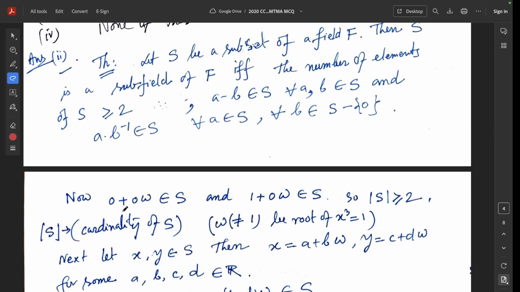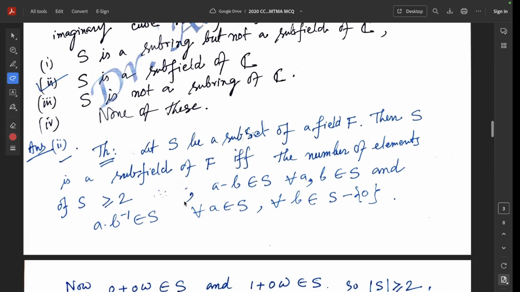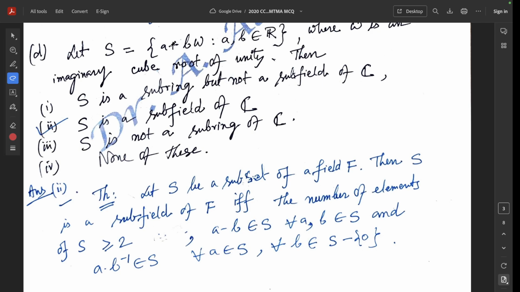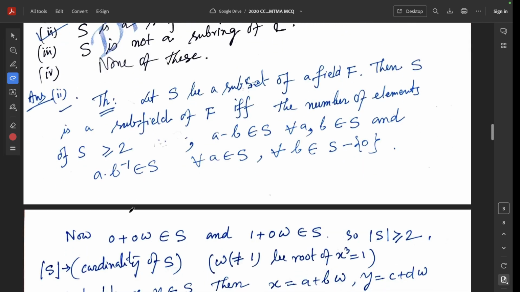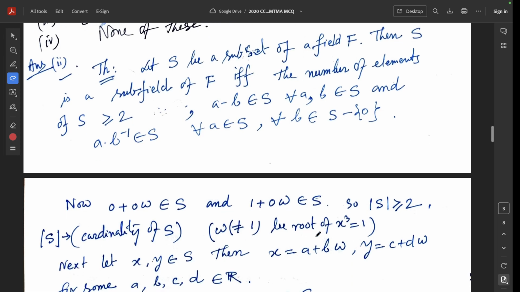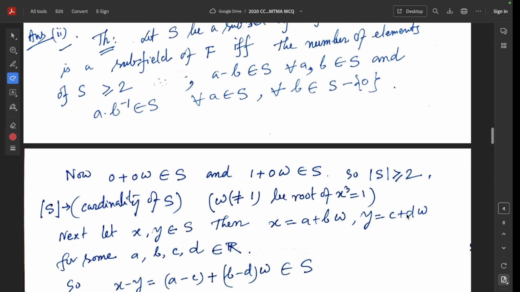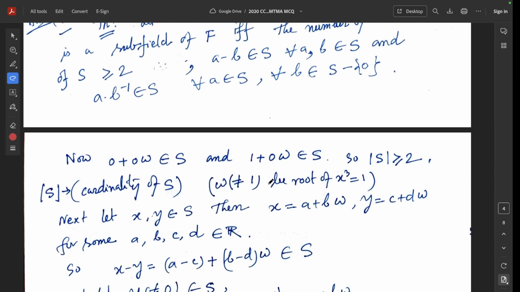Now 0 plus 0 omega belongs to S because the construction of S is A plus B omega, with A, B any real. So 0 plus 0 omega belongs to S, 1 plus 0 omega belongs to S. So we get at least 2 elements in the set S. So the cardinality of S is greater than or equal to 2. Here omega is not equal to 1, and this is the complex root, the complex cube root of unity, that is a root of x cubed equal to 1.